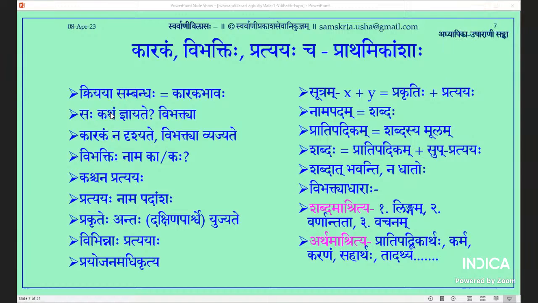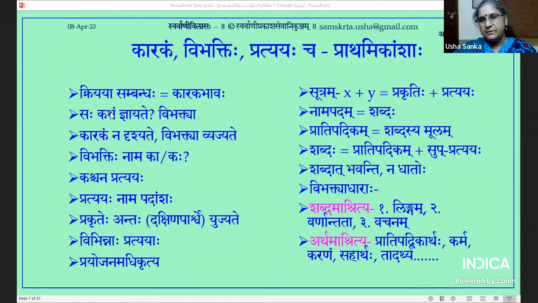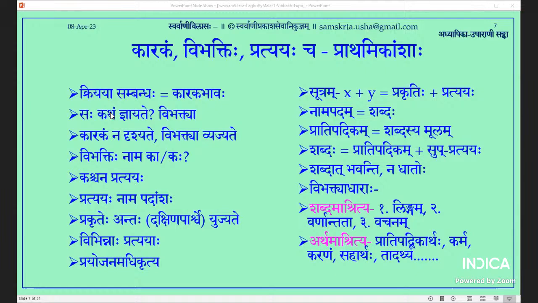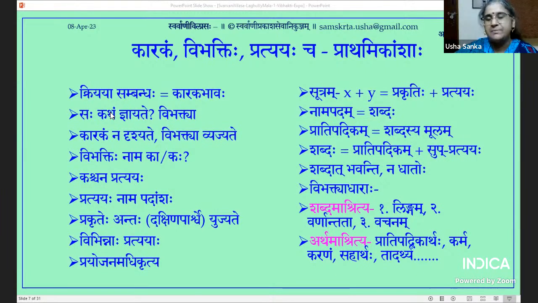People ask me what the difference between karaka and vibhakti is, so I wanted to start with it. This is the basic doubt of all the beginner students who want to go to the next level, and they cannot cross it. So I wanted to make clear: the concept is karaka, and the way it is expressed is vibhakti. In English we don't have any expression, but in Sanskrit we have it.